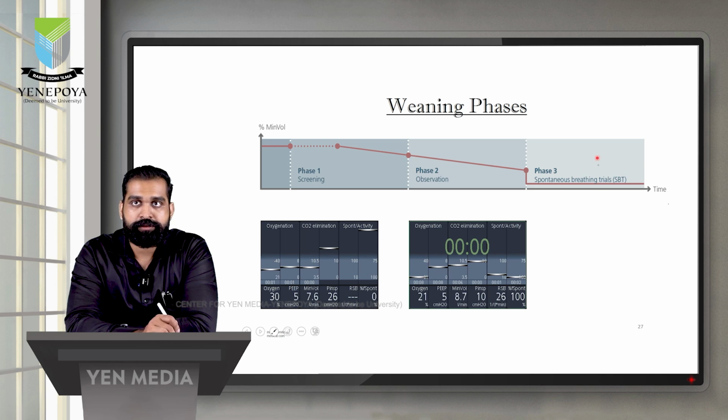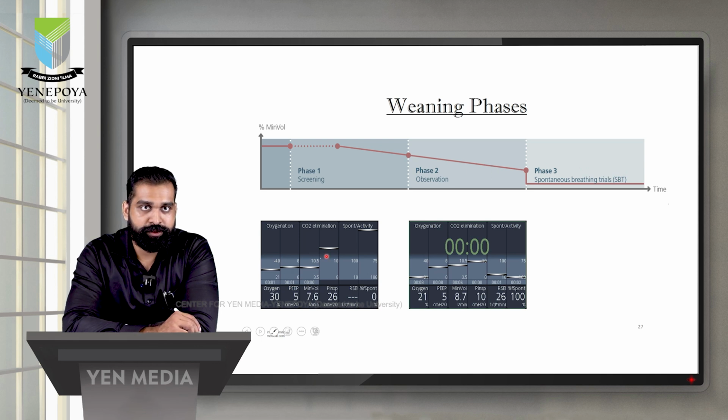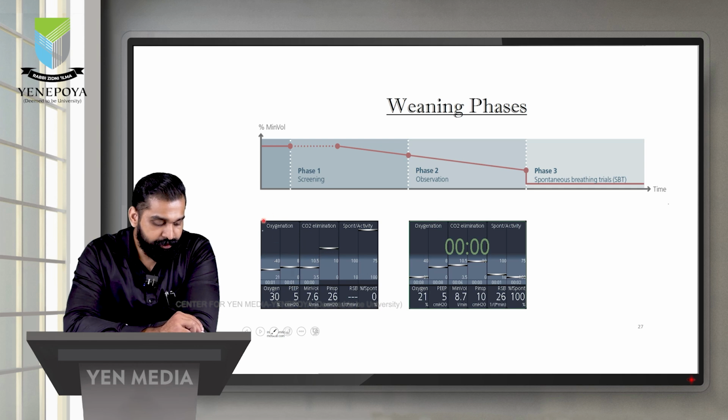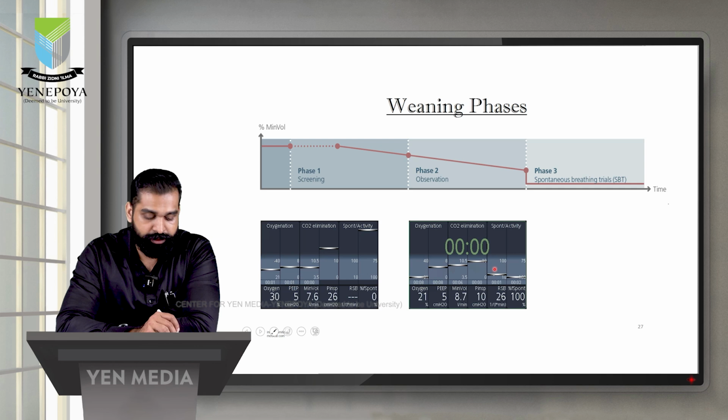Now, the stability of the patient can be observed by using these bars. They are divided into oxygenation, CO2 elimination, and spontaneous activity. Now, if all of these floaters remain in this sky blue region, a counter will start. The counter is going to count the time till 30 minutes or 2 hours. So if the patient remains in this sky blue region for about 30 minutes, you can consider weaning of the patient.